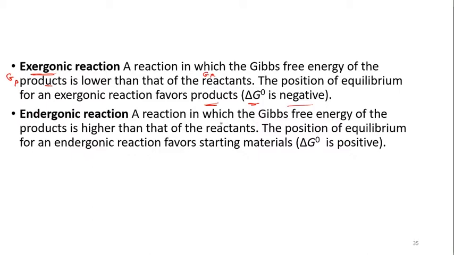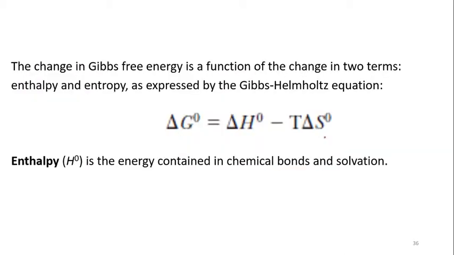The endergonic reaction is a reaction in which the Gibbs free energy of the product is higher than that of the reactant. So the Gibbs free energy of the product is higher than the Gibbs free energy of my reactant. In that case, the position of the equilibrium for an endergonic reaction would favor the starting material, or the reactant, and the Gibbs free energy change would have a positive value.